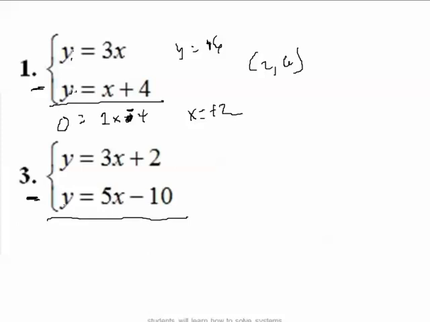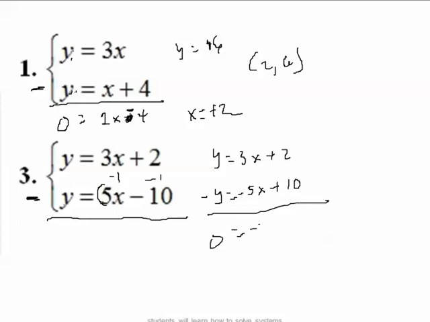I'm going to subtract this. That means I'm going to multiply this one times negative 1 and this one times negative 1 so that when I add them, I get them correct. So I'm going to have y is equal to 3x plus 2, and minus y equals minus 5x plus 10. Now when I add these down, I get 0 is equal to minus 2x plus 12. So I can add the 2x to the other side, 2x is equal to 12. x is equal to 6.